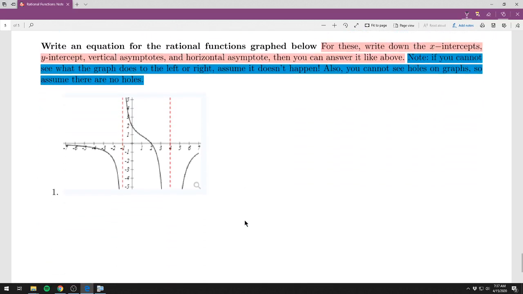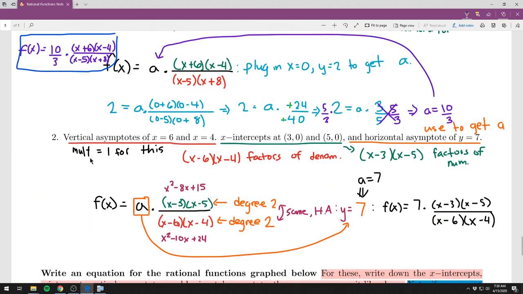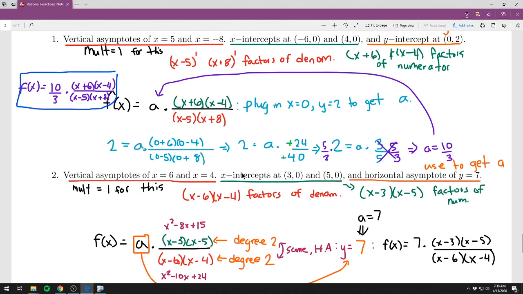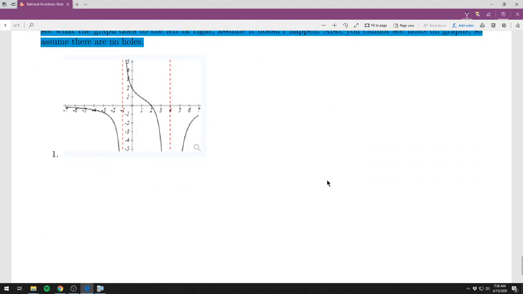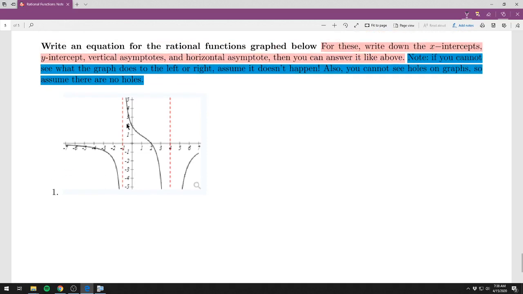All right, so the last thing in this section is writing an equation for a rational function given its graph. For these, what you do is you kind of write down your information like it's given here and then use it. So sometimes you'll see the y-intercept and you'll use that to figure out a. Sometimes you will see a dashed horizontal line for the horizontal asymptote, and that's telling you a. I'm just doing one of the former.